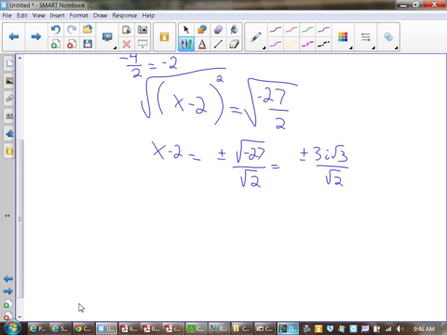So now, how do I get rid of the radical of 2 in the denominator? What do I have to multiply by? By root 2 over root 2. So now, your final answer becomes x equals, I'm going to move my 2, 2 plus or minus 3i root 6 over 2. And that's your solution. I think the solution sets on here, we're splitting it into the 2 parts. 2 plus 3i root 6 over 2.